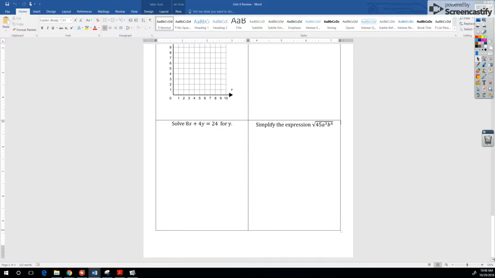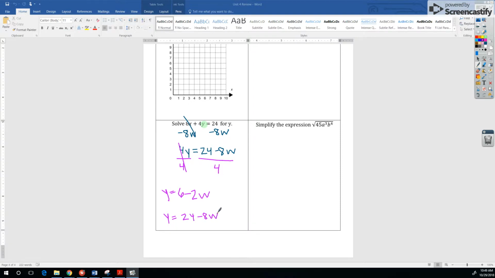Okay, literal equation. I have 2 variables, and I'm just solving for y. So I need to get the y by itself. If I'm solving for y, then y doesn't move. Y stays there and I get rid of everything else. So subtract 8W from both sides. I can't combine these because 24 doesn't have a W, and 8 does. 4 is being multiplied by y, so I divide by 4. Now I can simplify this: 24 divided by 4 is 6, and 8 divided by 4 is 2. Or I can leave it like this. Not an issue. Either one of these is a lovely answer.